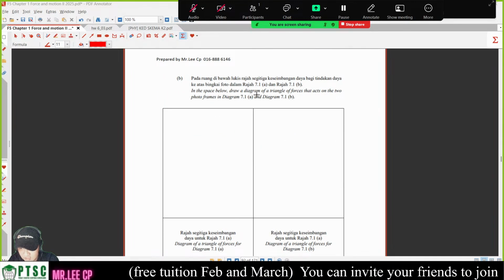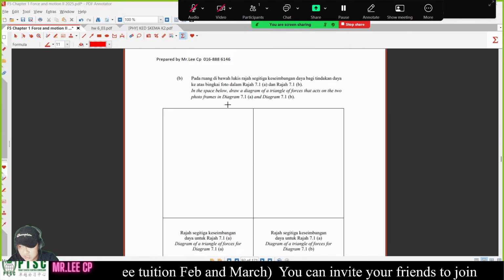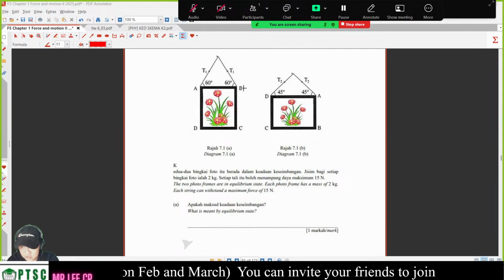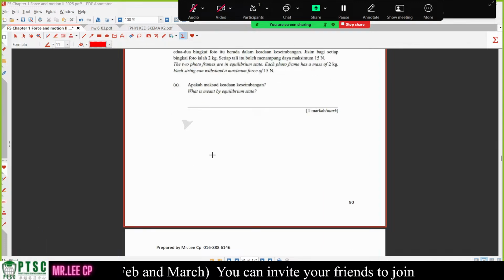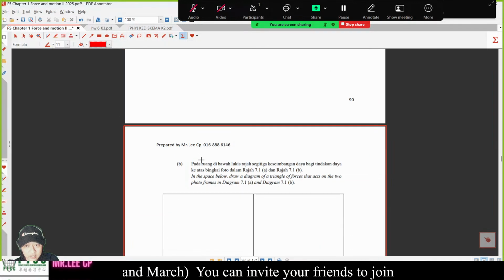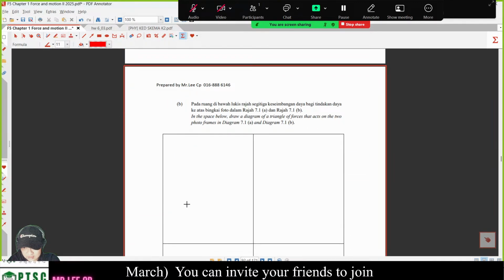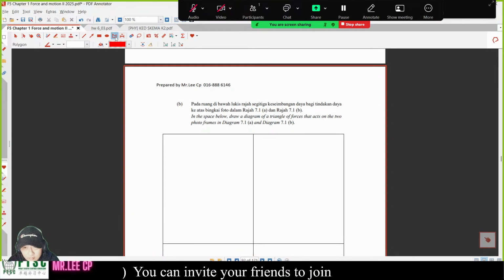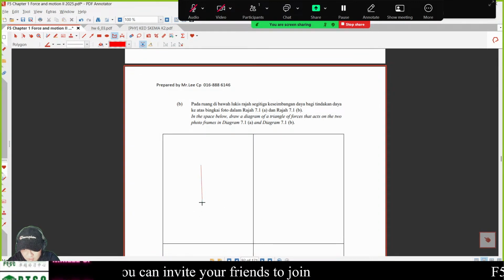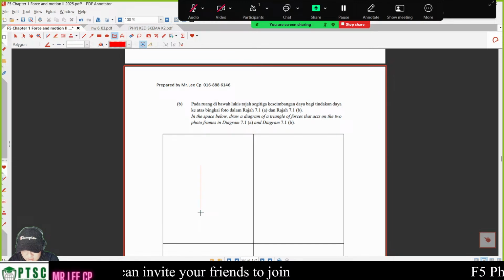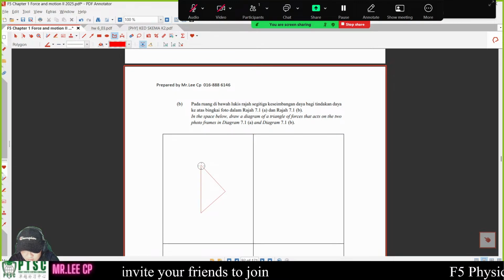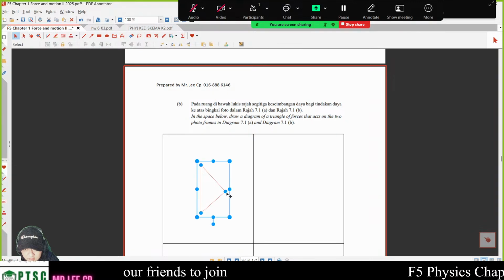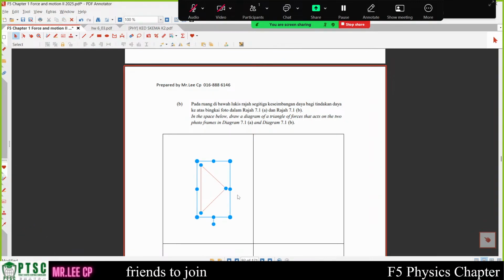In the space below, draw the triangle of forces that act on the two frames. 7A: this is T1, this is T1, this is W, right? Okay. I start with W first, right? W and then T1 and T1. This angle should be the same, alright? I mean here, this one has to be the same.